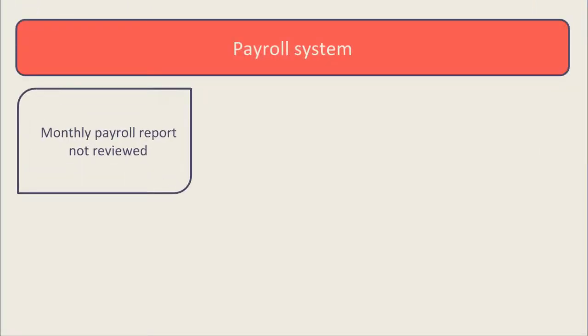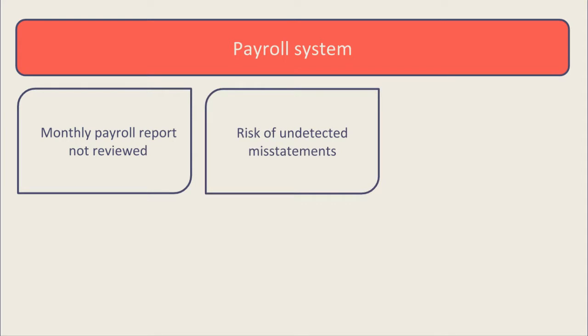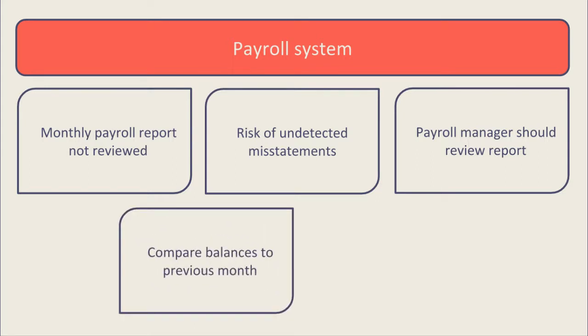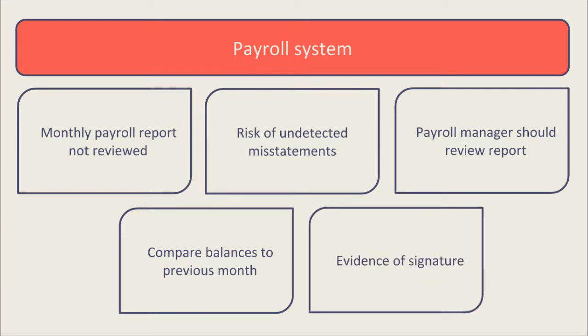For a payroll system, a control deficiency could be the monthly payroll report is not reviewed. If the balances are not reviewed for each payroll run, there could be a misstatement not detected. The recommendation should be to ensure a responsible official, such as the payroll manager, reviews the payroll report and compares the balances to previous months to identify potential misstatements. Evidence of checking, such as a signature, should be present.